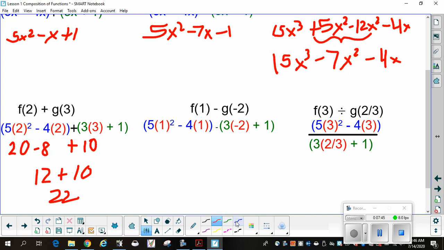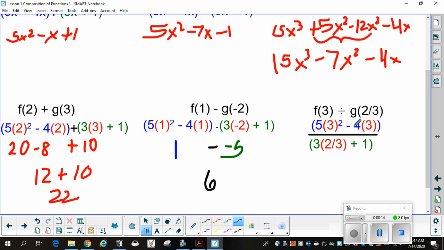F of 1. Well, this is 5 times 1, because 1 squared is 1. That's going to be 5 minus 4 is 1. G of 1: minus 3 times negative 2 is positive 6, plus 1 is negative 5. When I add these together, 1 minus negative makes that plus 5. I get 6.